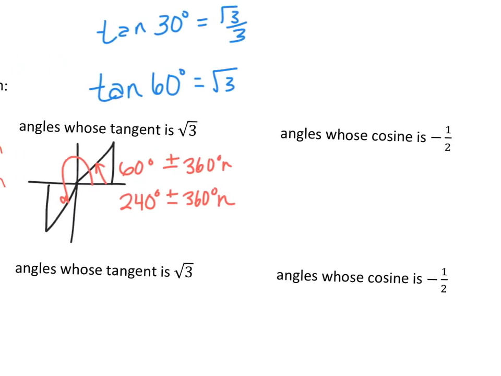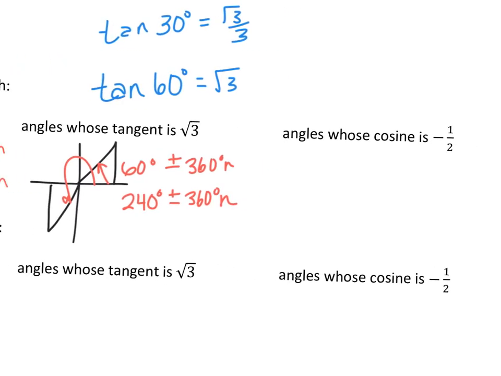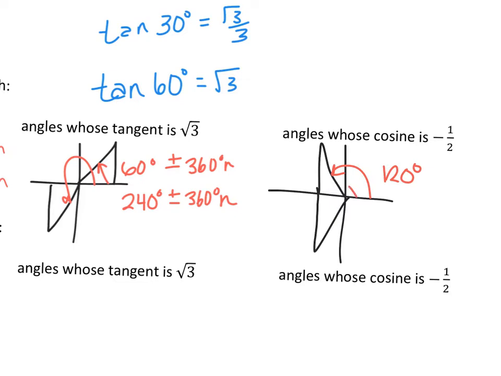And then find all angles whose cosine is negative 1/2. So where's cosine negative? Cosine is the x, and x is negative in the second and third quadrants. So that is creating a 120 degree angle and a 240 degree angle. But we want all the angles, so we're adding plus or minus 360 degrees N.